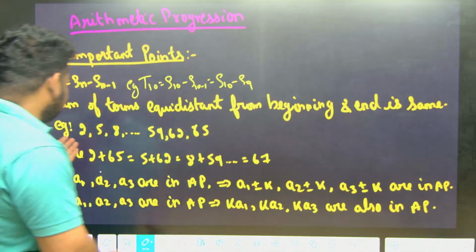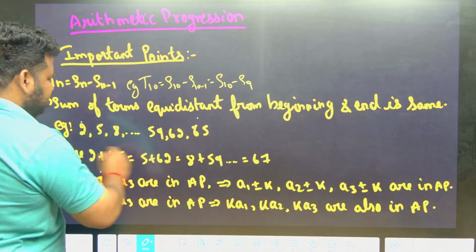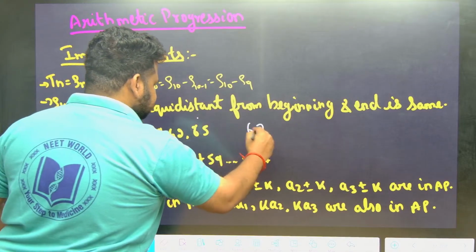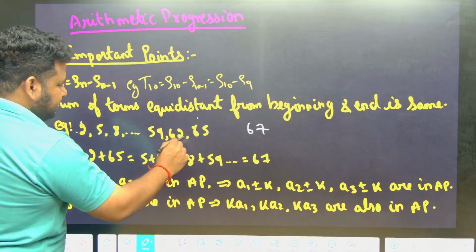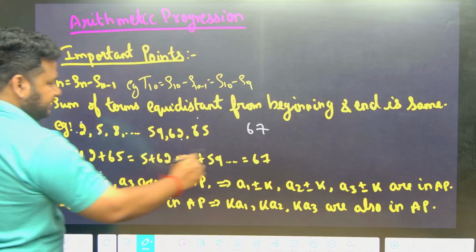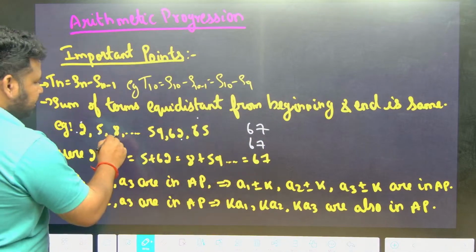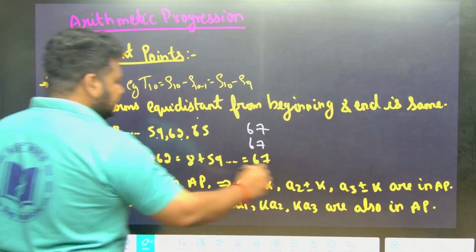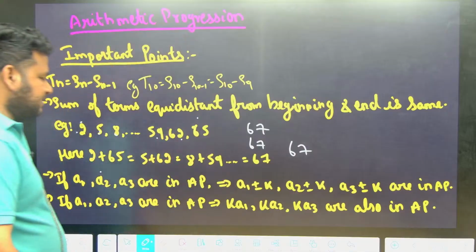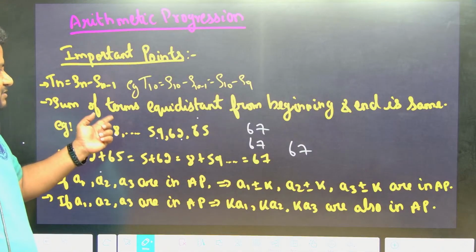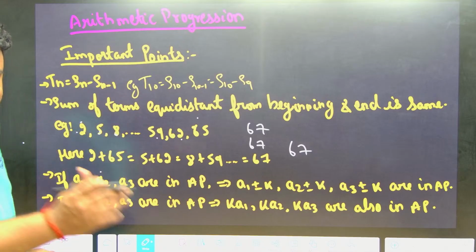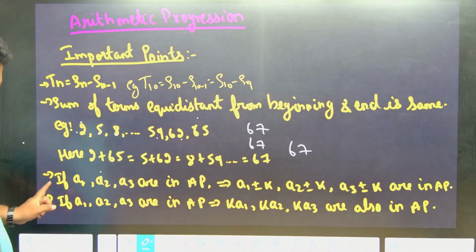See here, for example, first term plus last term: 2 plus 65, we get 67. Second term plus second last term: 5 plus 62, we get 67. Third term plus third last term: 8 plus 59 in an AP, this will also be 67. That is the meaning of the sum of the terms equidistant from the beginning and end being the same. Okay. So if A1, A2, A3 are in AP, then what will happen?